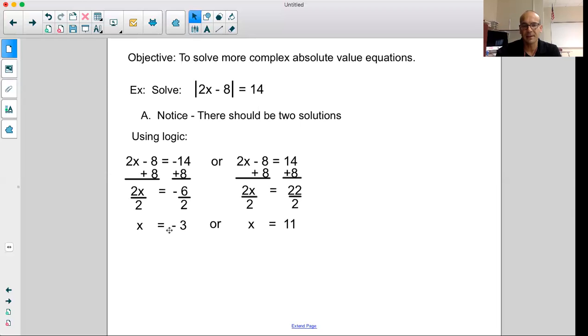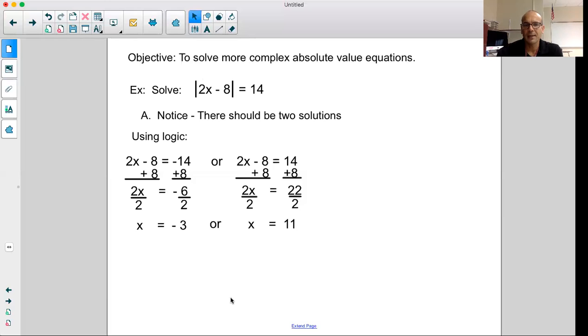What's happening is if x is -3, then the stuff inside takes on the value of -14. So ultimately the absolute value does equal 14. Or if x equals 11, then the stuff inside takes on the value of 14. And the absolute value of 14 equals 14. So, in review, let's get in the habit of splitting absolute value equations into two separate equations.